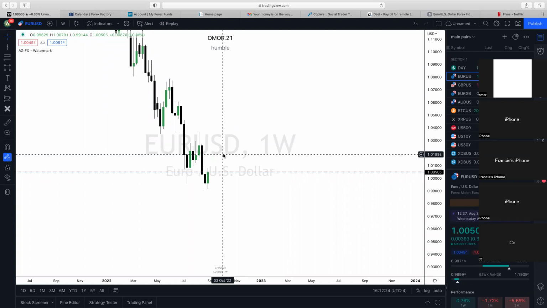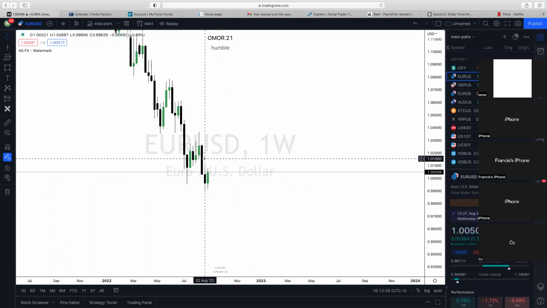Does anyone know what relative means, by the way? I know some people may be younger here, and relative is a term you'll hear when you're doing A-level maths or economics. Relative means context. Yeah, in the context, exactly. So relative to this price range, in the context of this price range, that's how you have to look at it when you're trading.